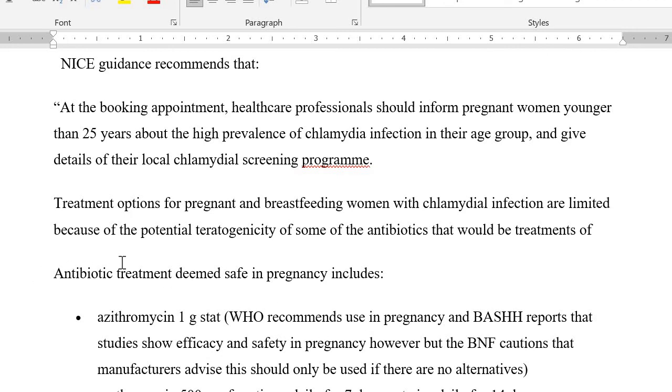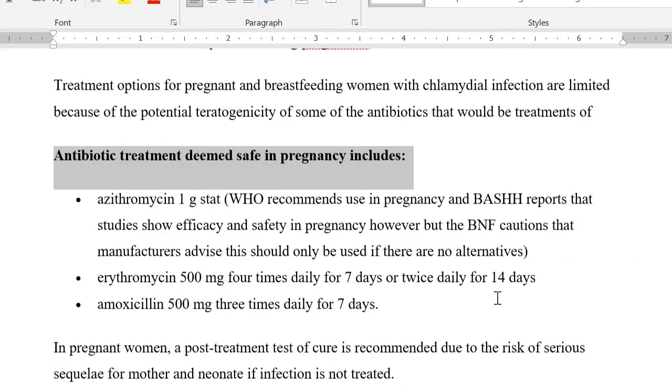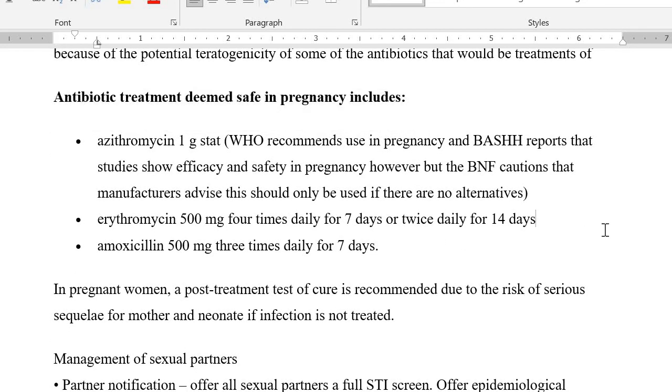These drugs are considered safe during pregnancy. Azithromycin 1 gram can be given. What else can we give? We can give erythromycin 500 mg 4 times daily for 7 days or twice daily for 14 days, or we can give amoxicillin 500 mg 3 times daily for 7 days. So remember, azithromycin, amoxicillin and erythromycin can all be given to treat chlamydia during pregnancy.